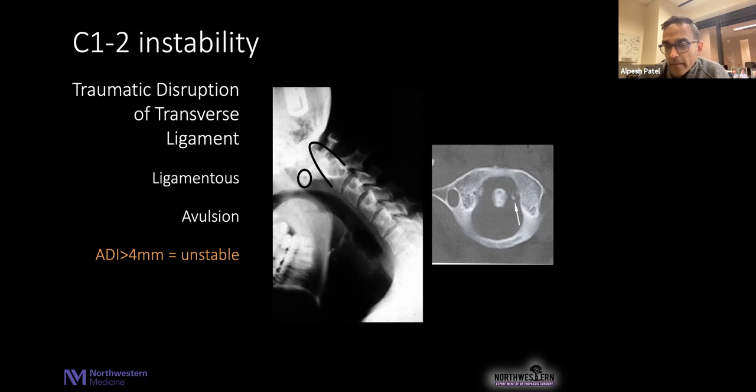This is similar to what we think about with rheumatoid patients, right? That can develop C1, C2 instability from erosive disruption of the transverse ligament, or similar to what we might think about in certain Down syndrome patients who can develop C1, C2 laxity. So it can happen traumatically, hard to detect in the acute setting, but this is where your maybe 2-week, 4-week post-injury flexion X-ray films can be useful to look at the dens.